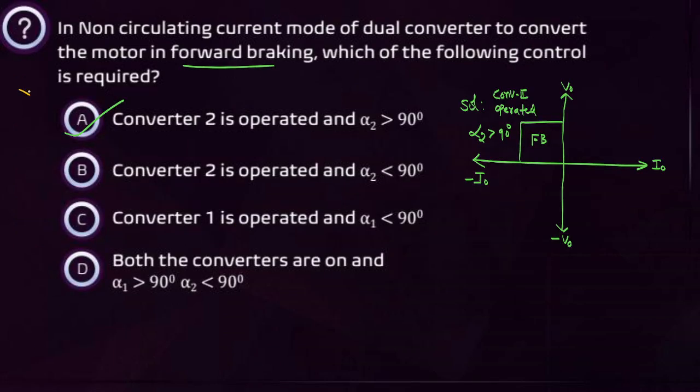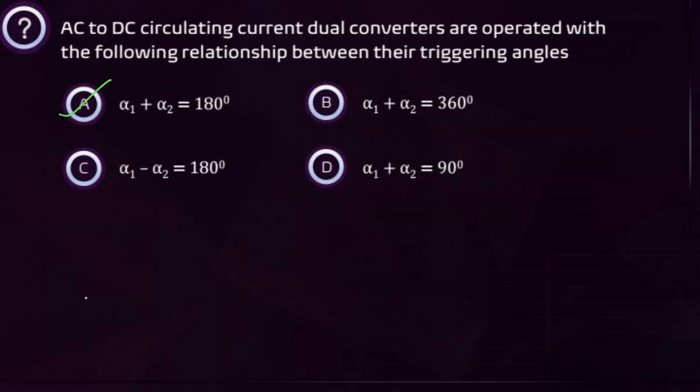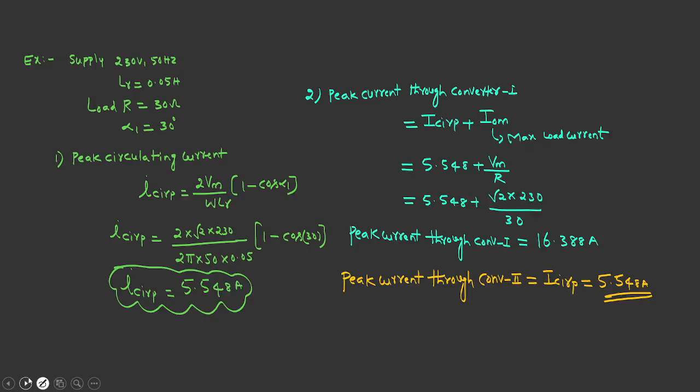Then you have to answer these questions. Here it is asking about the second quadrant. In the second quadrant, which converter is operated? Converter 2, alpha 2 greater than 90 degrees. In which mode? Non-circulating current mode. This type of question we can expect based on the quadrant operation. In circulating current mode, alpha 1 plus alpha 2 equals 180 degrees.